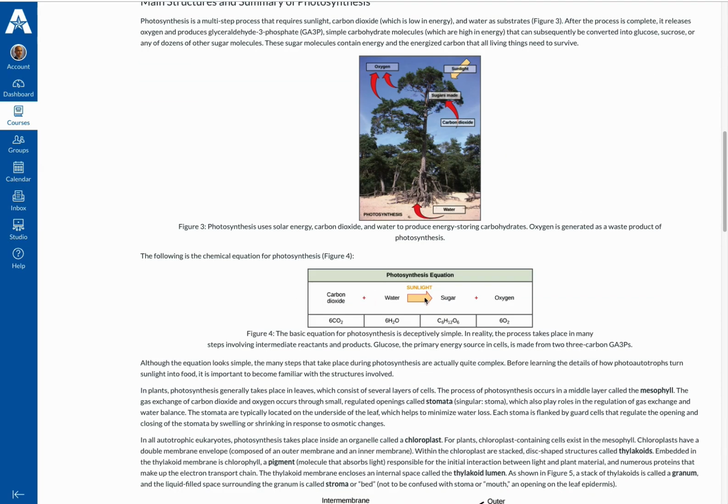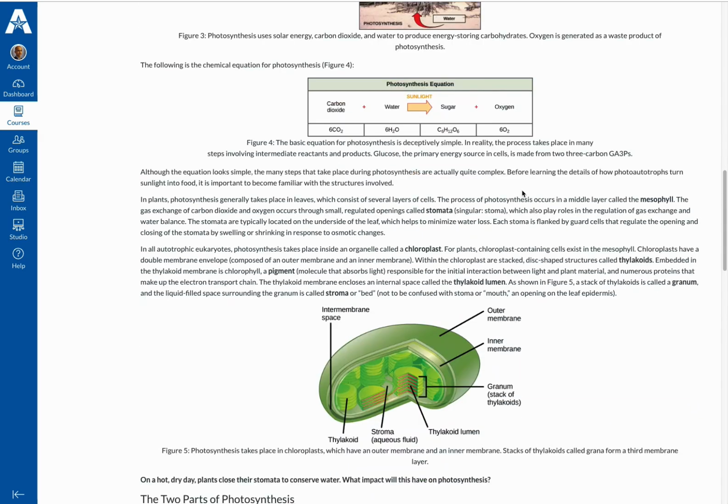So here's the chemical equation for photosynthesis. Probably pretty important to know. Carbon dioxide plus water plus energy from sunlight gives us sugar in the form of glucose and oxygen. Okay, so where does photosynthesis take place? It takes place within the chloroplasts of plants.